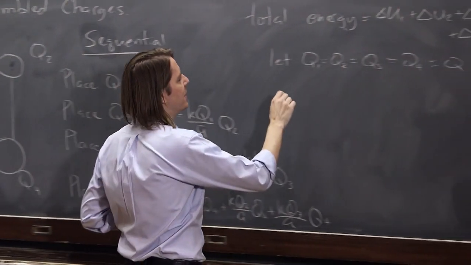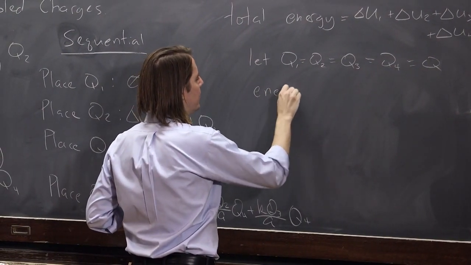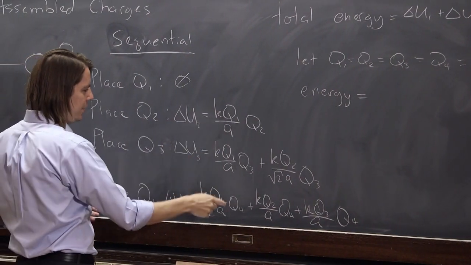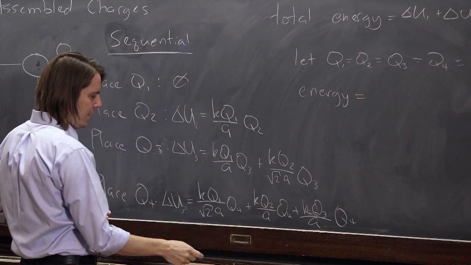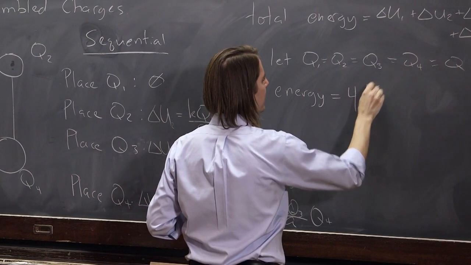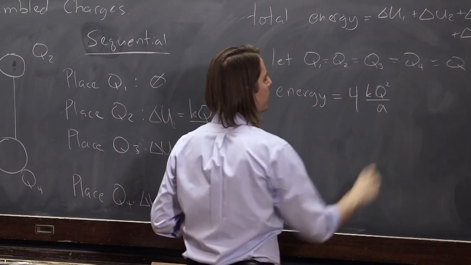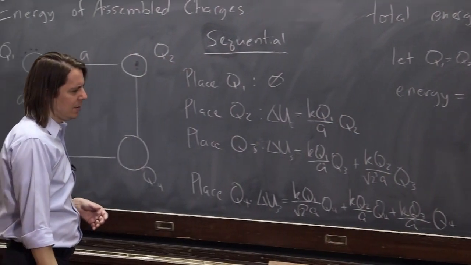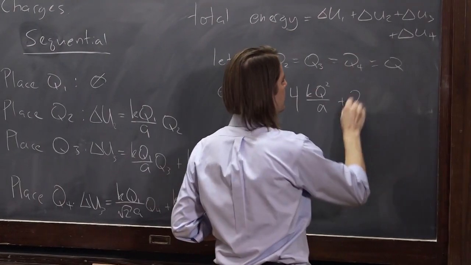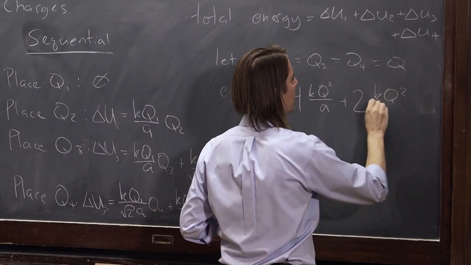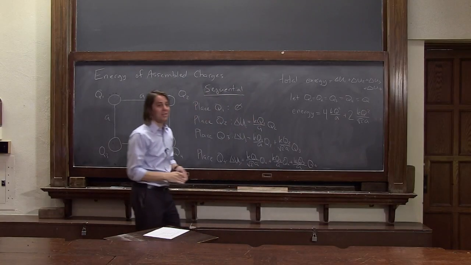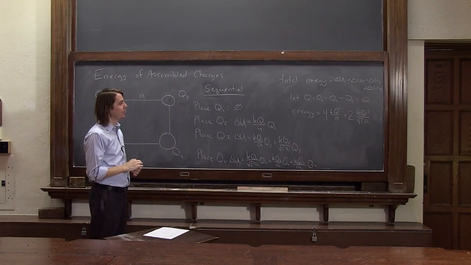So we can then just say that the energy to assemble them equals how many of the KQ over A's. It looks like there's 1, 2, 3, 4. 4 times KQ squared over A. And then how many of the square root of 2? It looks like just 2. Plus 2 times KQ squared over the square root of 2A. That's actually the answer.